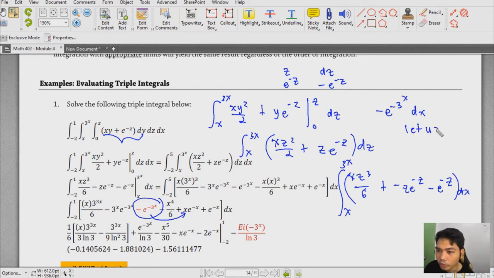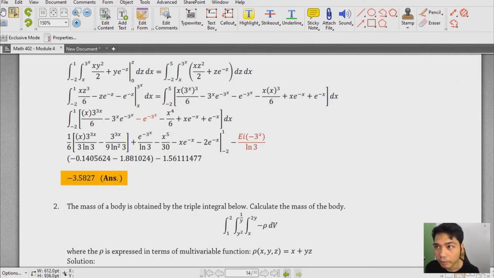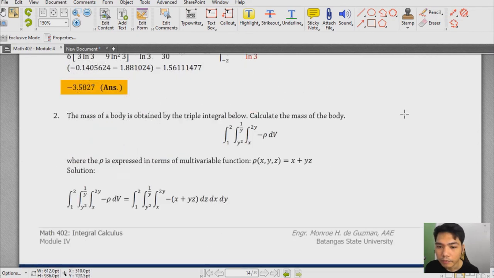So if you try to let u equal to negative 3 raised to x, so du would be equal to negative 3 raised to x ln of 3. So therefore, if you want to rewrite this in terms of u, we'll be having negative e raised to u, and then yung ating dx would be equal to something like du over negative ln 3, kasi this should be divided by 3 raised to x. So yung 3 raised to x naman is actually u din yan. So parang ganon. Okay, so from that, yung ating expression na e raised to u over u du is nasunod na siya. So we can use Ei of negative 3 raised to x, ln of 3. Yung ln of 3 galing siya sa derivative ng ating negative 3 raised to x. Okay, so ganon lang ang paggamit niyan, and then just evaluate. So the answer should be negative 3.5827.